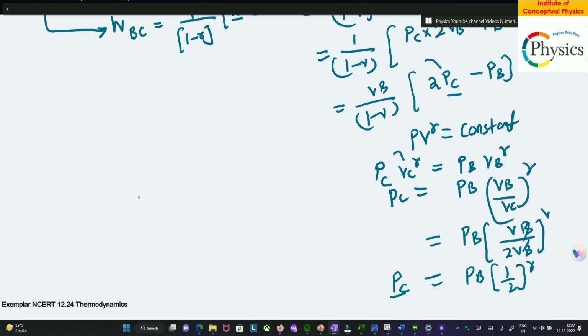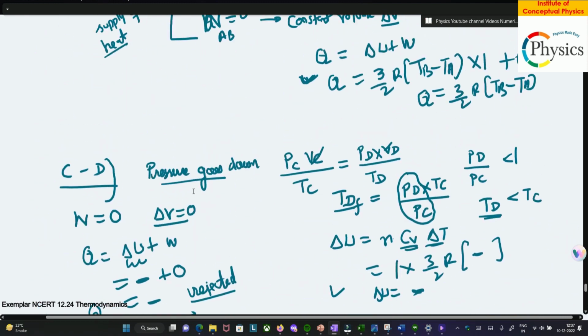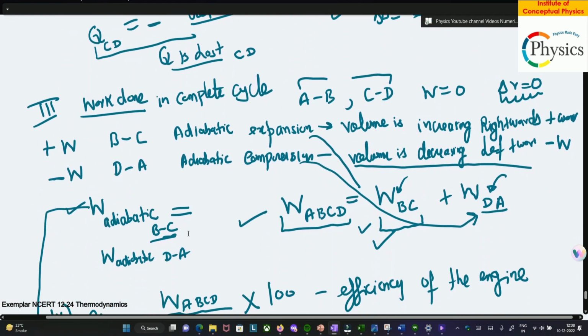I'm going to substitute here. So this is 1 upon 1 minus gamma, VB, and then I'm going to write PB into (1 by 2)^gamma minus PB. PB is common. So PB VB upon 1 minus gamma, (1 by 2)^gamma minus 1. We want answers in PA, PB, etc. If you look into the question, it says you want answers only in terms of PA, PB, and VA. It seems they don't want VB.